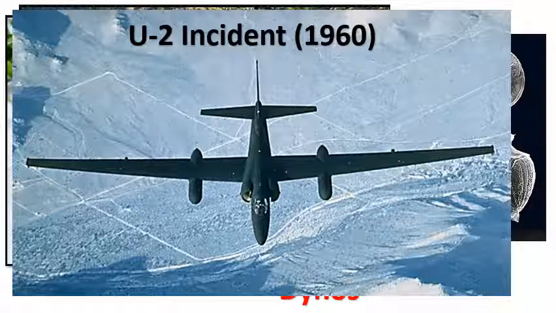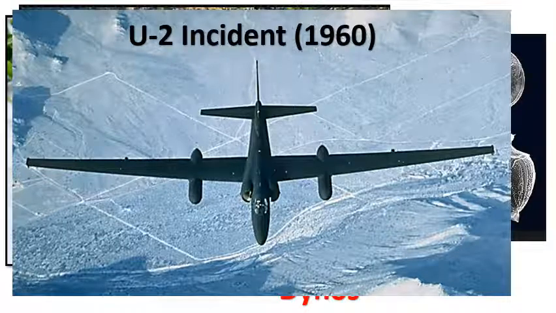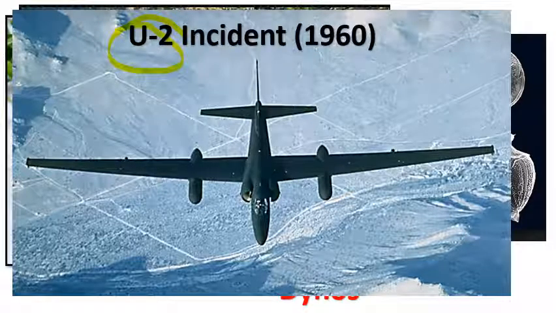Okay, so in world history in the 60s, there was something called the U2 incident in 1960. This is when the United States and the Soviet Union were mortal enemies, and they were on the verge of nuclear war all the time.